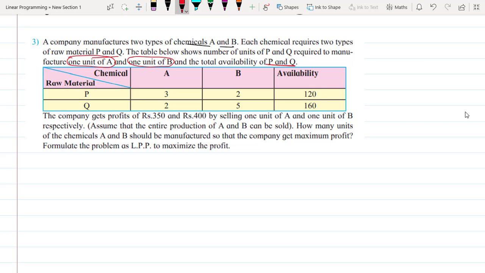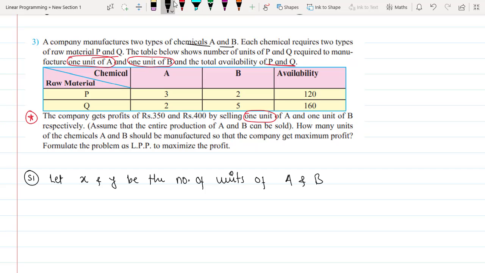Okay, so our first step is to get the decision variables. So step number 1 is: get the decision variables, and where will you get them from? I will get that from the objective function. So the objective function generally is given in the last sentence. A company gets a profit of rupees 350 and 400 by selling 1 unit of A and 1 unit of B. So what will you write now? Let X and Y be the number of units of A and B.